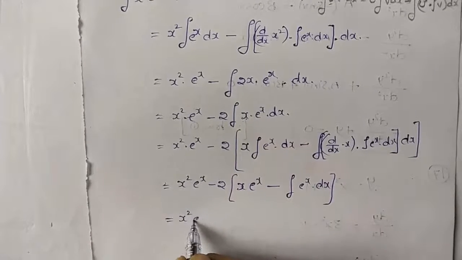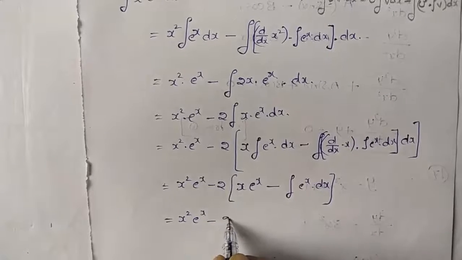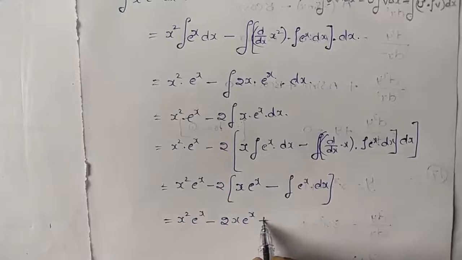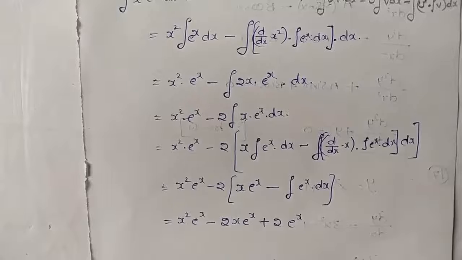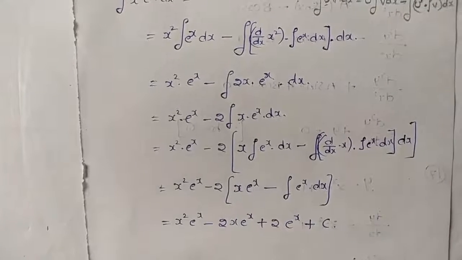That is equal to x square into e power x minus, apply this minus 2 inside the brackets, minus 2x into e power x minus 2 into minus is plus 2 into integration of e power x is e power x plus c, which is a constant of integration.